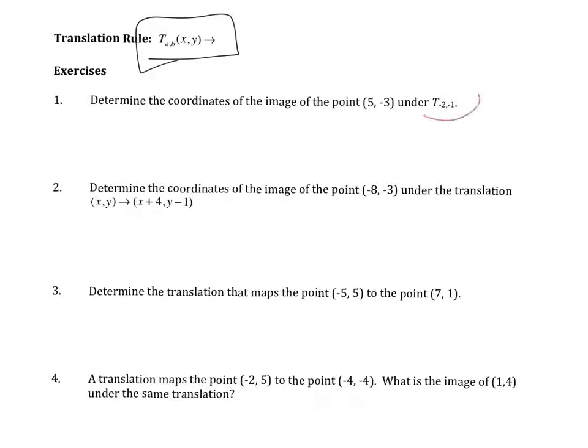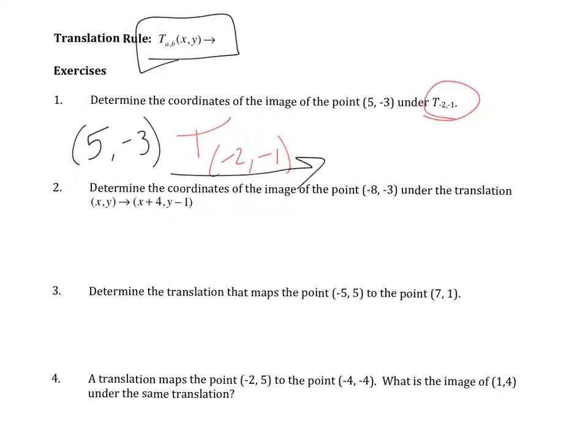The correct notation is represented right here. It's going to be a capital T with little numbers next to it, so -2, -1. And in this point, we are going to take the coordinate 5, -3, and we are going to translate it with a -2, -1. In translations, that means that we're actually going to add or subtract the numbers that I see here. So I'm going to take +5 and subtract 2.